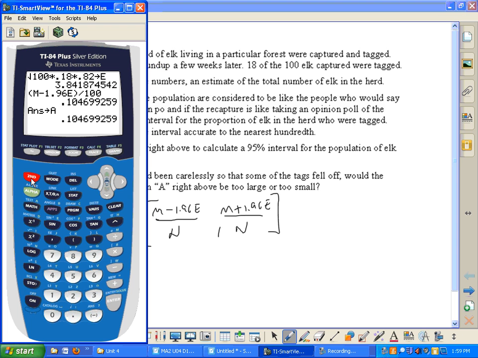Then we're going to second recall twice, to take this expression and change that minus into a plus. So now I can do M plus 1.96 E divided by N, and I'm going to take that value, about 25.53%, and store that into B. So I've answered part B of this question, which is to find the 95% confidence interval for the proportion of elk in the herd who are tagged.